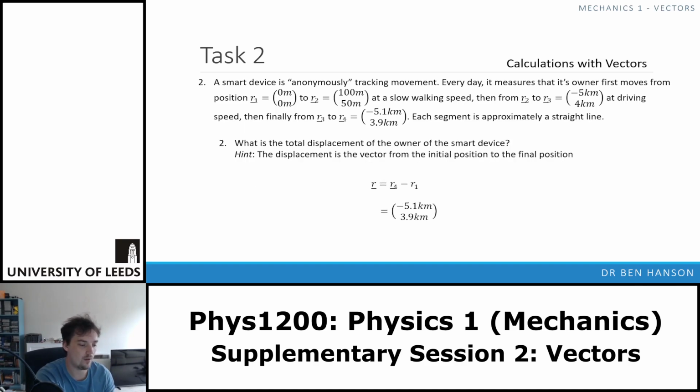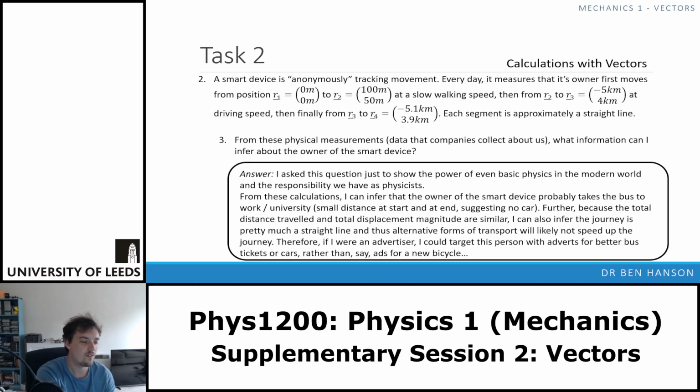I've written a little bit about this because it's important what it means, right? From these physical measurements, what information can I infer? I asked this question just to show the power of even basic physics in the modern world and the responsibility we have as physicists. So before we've even moved away from vectors, I'm telling you about the responsibility we have as physicists in the modern world. Really important stuff. We'll start learning stuff in mechanics, specifically in semester 1, that have real ethical implications to them.